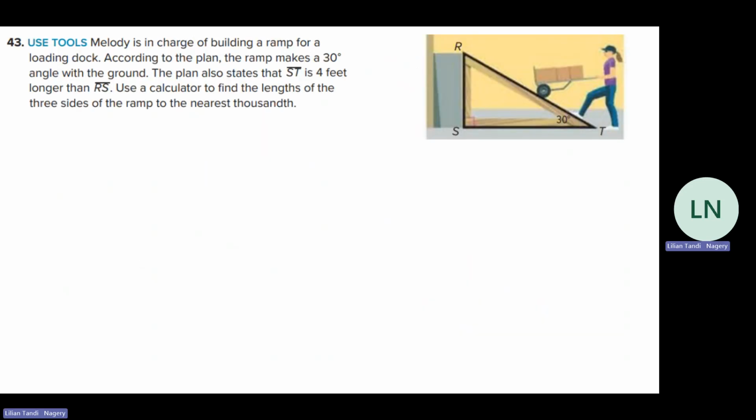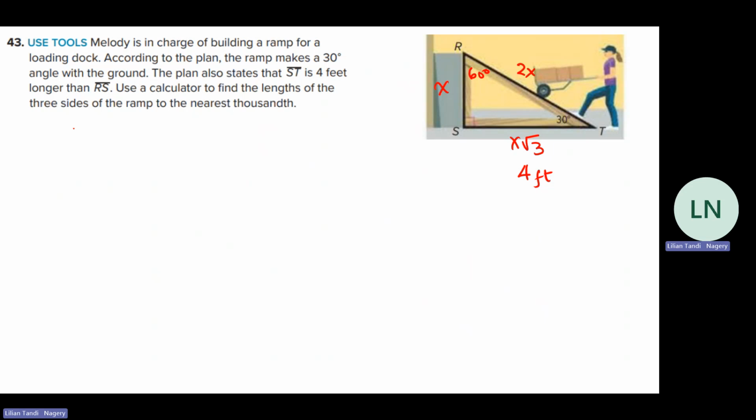Okay. Melody is in charge of building a ramp for a loading dock. According to the plan, the ramp makes 30 degrees here. Okay. So if this is 30, this is 60. This is x square root 3. This is 2x. Okay. ST is also 4 feet. Okay. Find RS. That means find x.